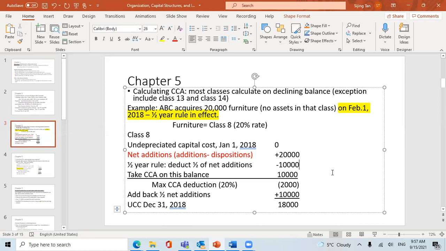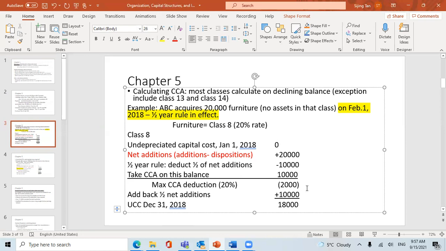So it's $10,000, that is the half-year rule. And then it gives us the total CCA base will be $10,000. We use 20,000, deduct 10,000, so we have our balance 10,000. We use this base to calculate the max CCA deduction. So this is for class 8, it's 20%. Use 20% times the 10,000. So our max CCA deduction will be 2,000.